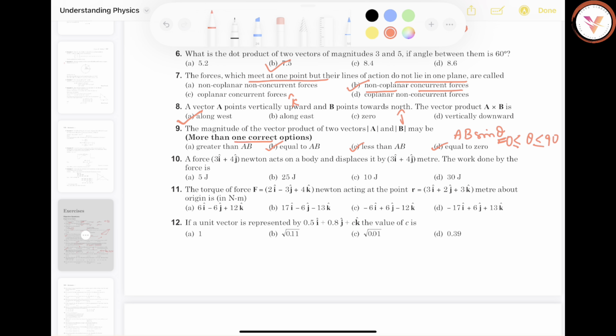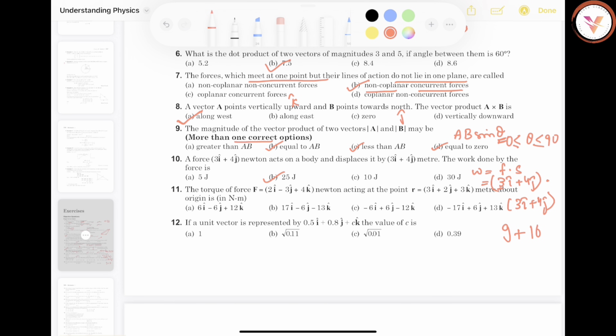Next is a force 3i cap plus 4j cap Newton acts on a body and displaces it by the same, find the work done. See, the work done is force dot displacement. So force is 3i cap plus 4j cap dot product with 3i cap plus 4j cap. We have already discussed, just multiply the corresponding coefficients, like i cap and i cap is 3 times 3, 9, and j is 4 times 4, 16. So 9 plus 16 is what? 25. So it's 25 joule.